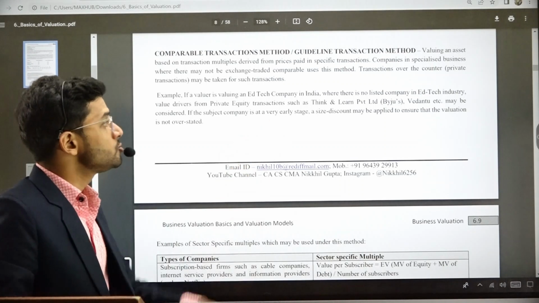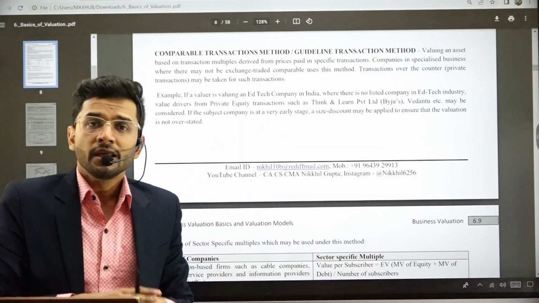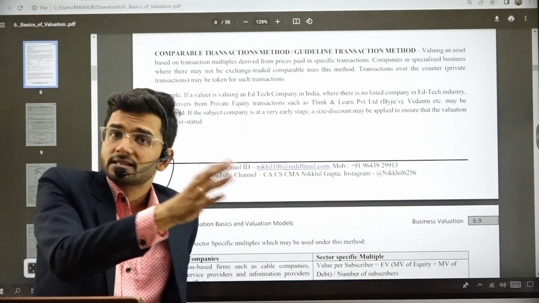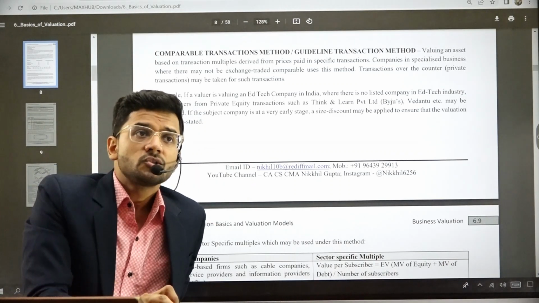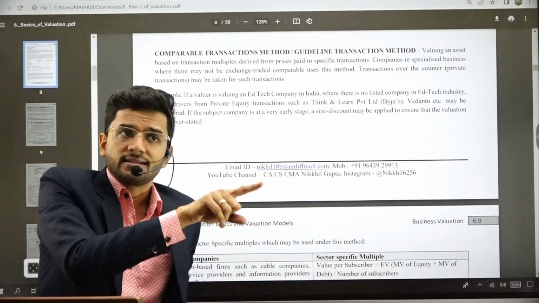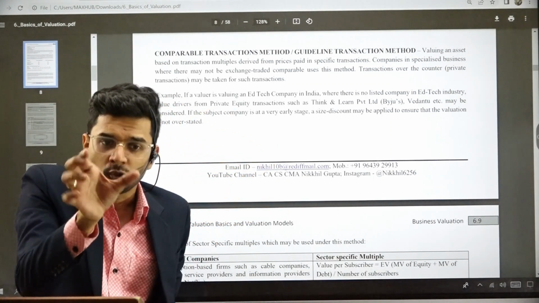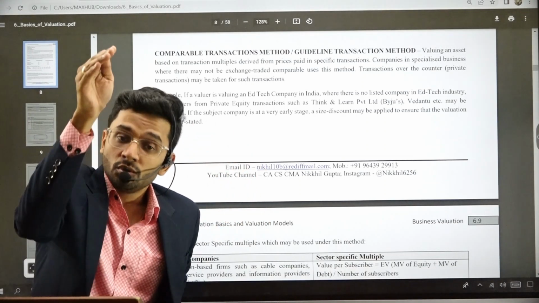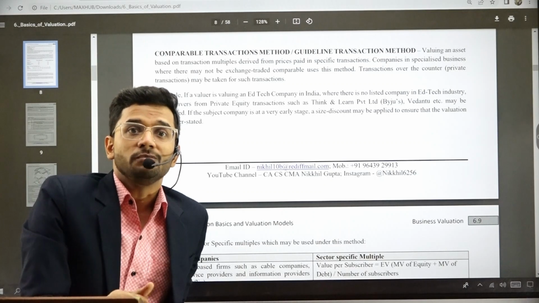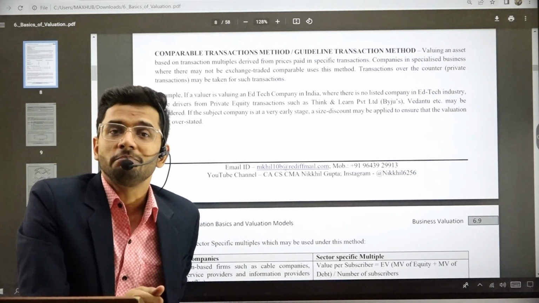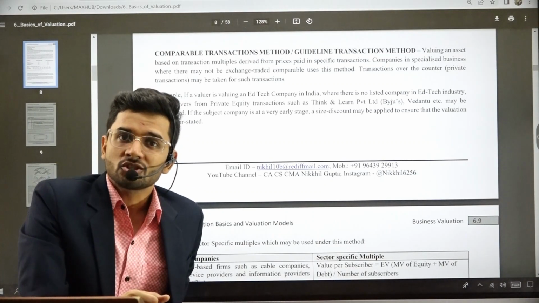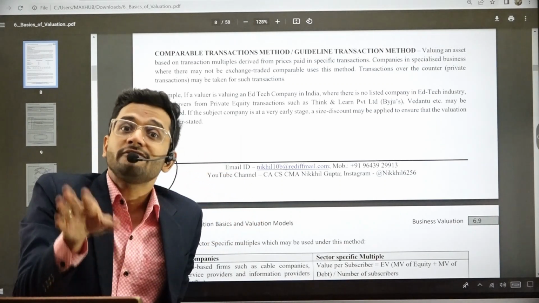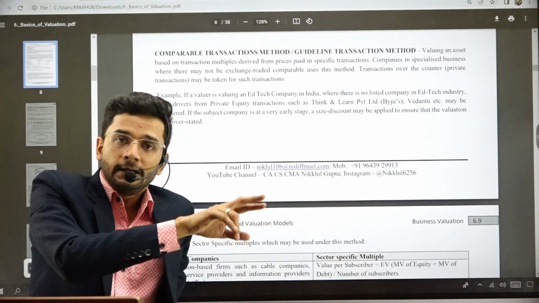So guys, usually Byju's and Vedantu are very big companies. So consider my company, Nikhil Gupta Classes. It's a very small company as compared to Byju's and Vedantu. So as soon as I'm referring to that transaction and transposing that value into my value, I need to consider some discount in the value, because my company is a much smaller company, a new and growing company, and is not as big as Byju's. So I have to apply a discounting factor along with taking that value.